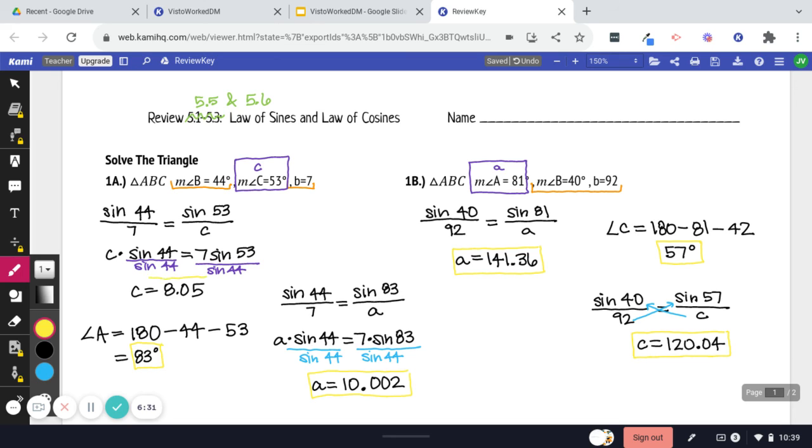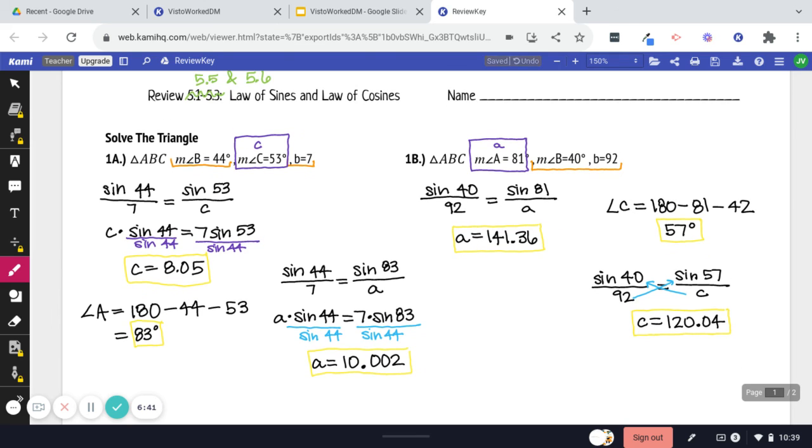Hopefully it wasn't anything too crazy for you, and it gets you going in the right direction on your review. So just a little reset. This was 5-5, regular old law of sines. Yeah, hopefully that helps.